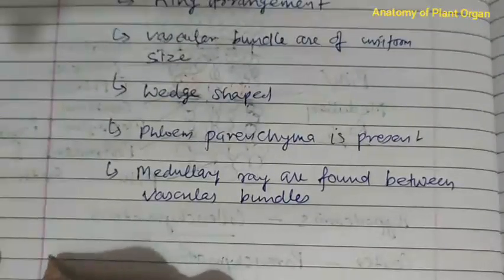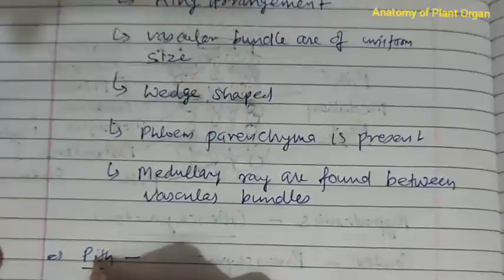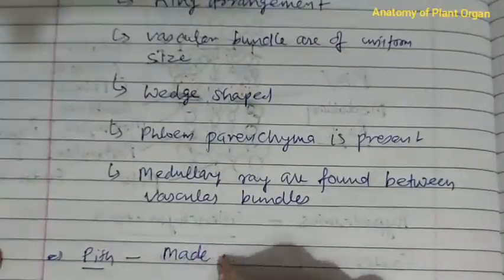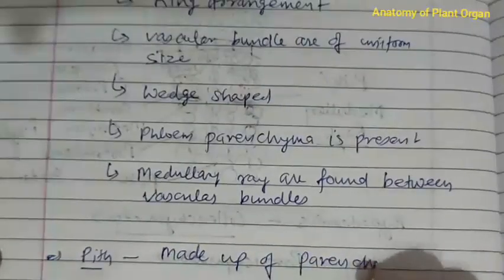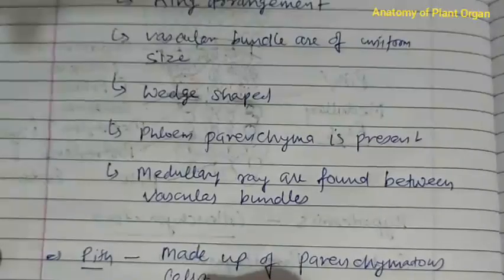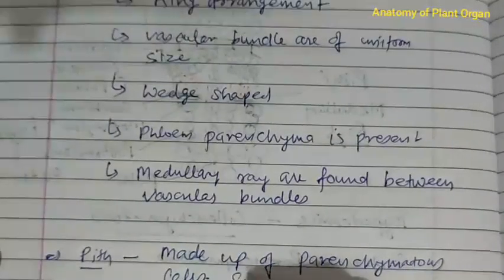And last we talk about the pith. The pith is made up of parenchymatous cells situated at the center.